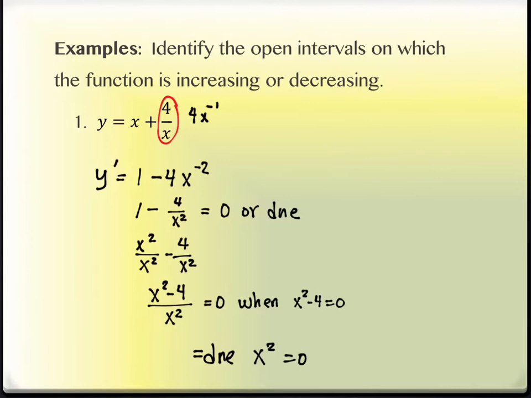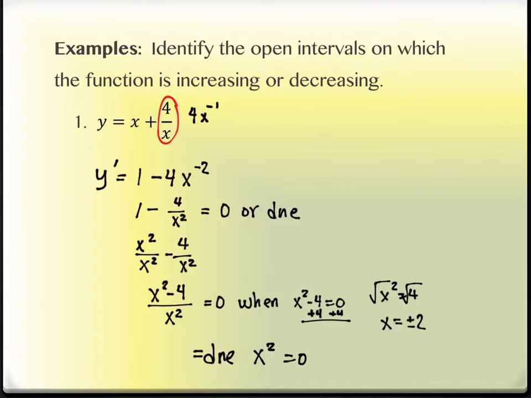What x values? 2 and negative 2. Okay? If you're looking at that and you're like, wait a minute, what? Just solve it, right? So especially if it were more complicated, that is what we would do. We would actually move the 4 to the other side. We'd have x squared equals 4, and we'd take the square root. Either way, we get plus or minus 2. Those are two possible critical points, 2 and negative 2.